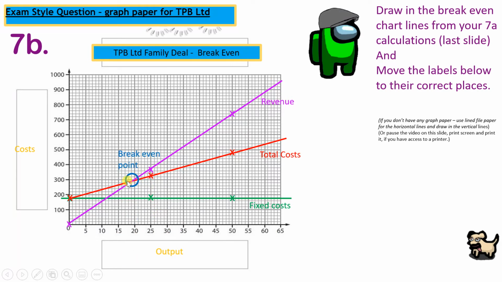So this would be break-even point. So if we look along the x-axis, the output, the number of products, that's actually 19 products to sell so that TBPs can break even on their family deal. And finally, if you remember the question, it said that the family thought they needed to sell 60 family meals in order to break even. Well, they really needed to do this break-even analysis because they only need to sell 19 to break even. They make a profit a lot quicker than they thought.